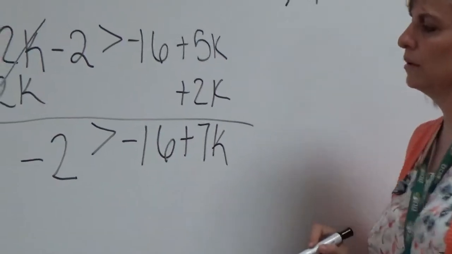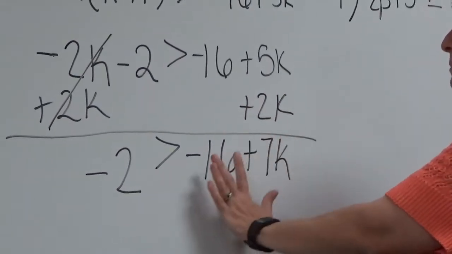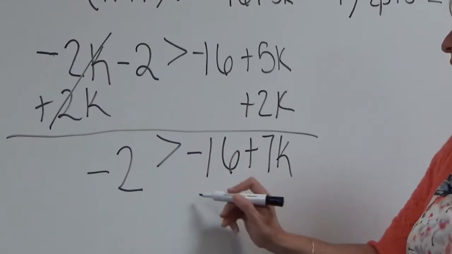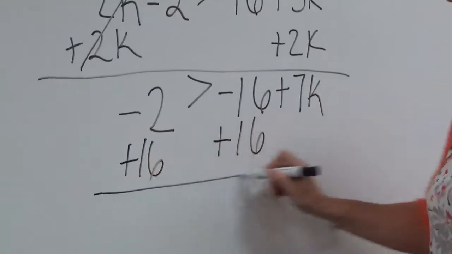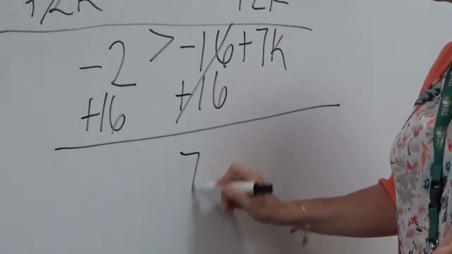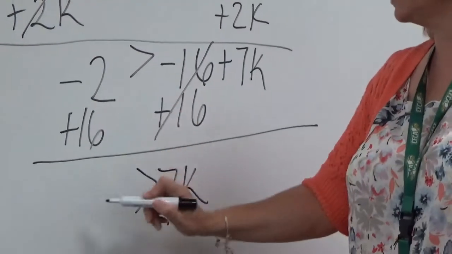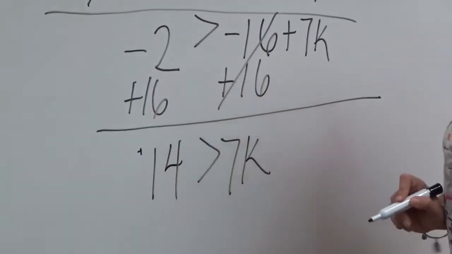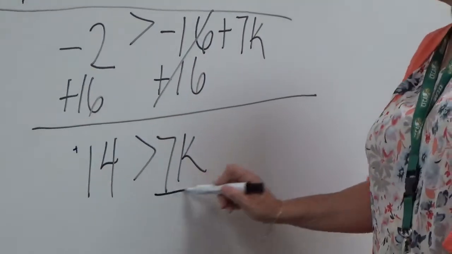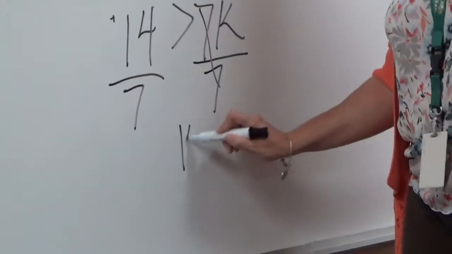Okay, so now I have to get rid of my negative 16. I need to see what's happening to k. It's being subtracted by 16. Let's do the opposite of that. We're going to add 16 to both sides. Thankfully that will cancel, and I have 7k, and then I have two different signs. Subtract the numbers, take the sign of the bigger number, positive. All right, so now I'm almost done. I'm going to divide by 7 on both sides. That cancels, I get k.